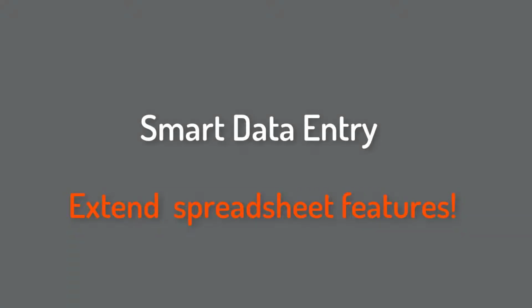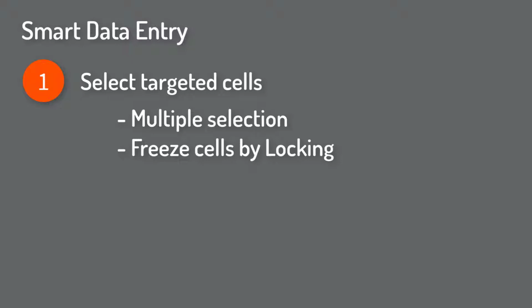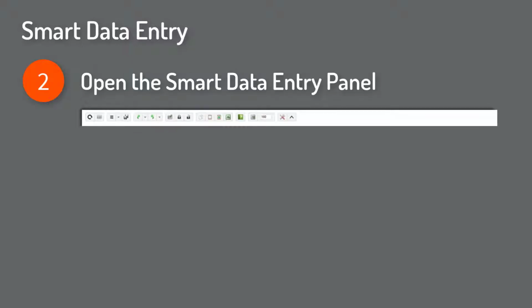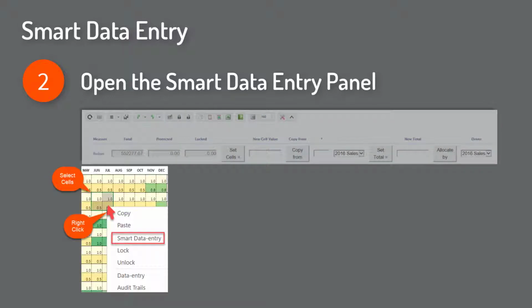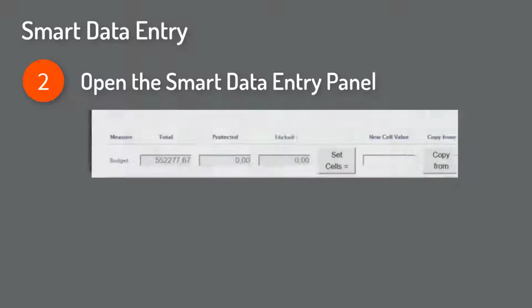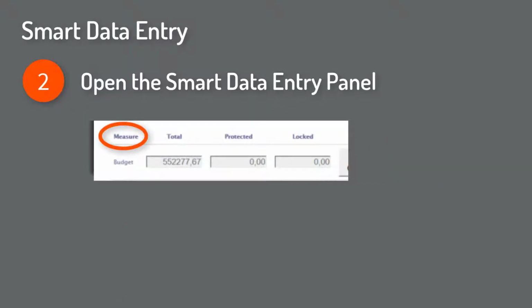Now let's take a look at the Smart Data Entry panel to extend the powers of the spreadsheet. We first define the target of an action. As soon as multiple cells are designated by multiple selection or exclusion, the panel is activated with one click from the toolbar or context menu. The measures of the selected cells display their totals, as well as the subtotals of the read-only cells and the ones we chose to lock.